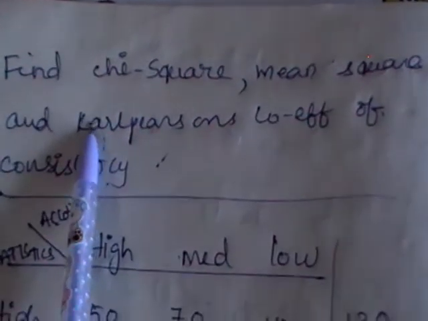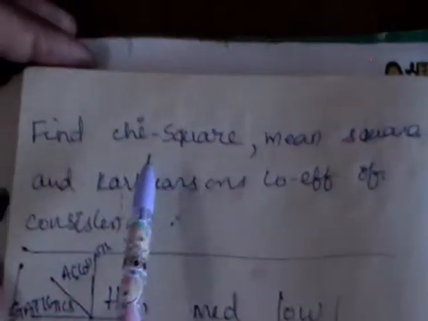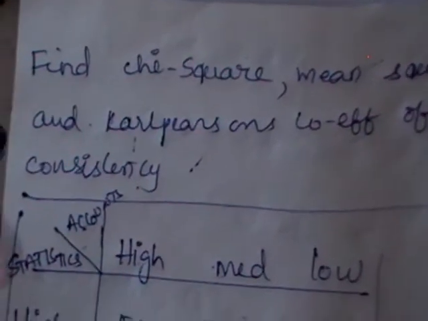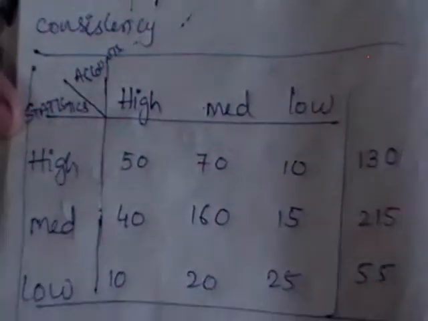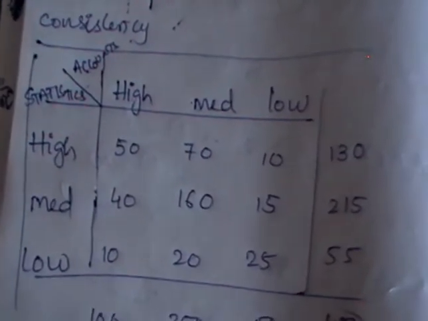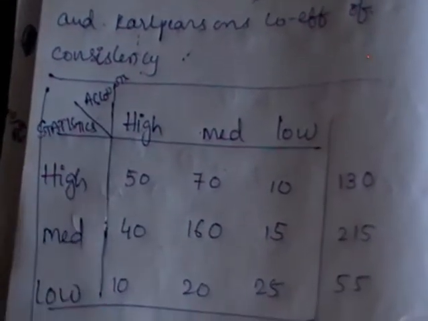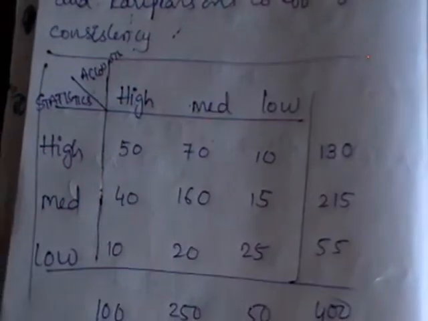Here, the next problem is a practical problem. Find the chi-square and mean square Karl Pearson's coefficients of contingency for the given data. So here it's a direct question. The aim is to calculate chi-square, mean square and Karl Pearson's coefficients of contingency. So let us write the formulas for that.